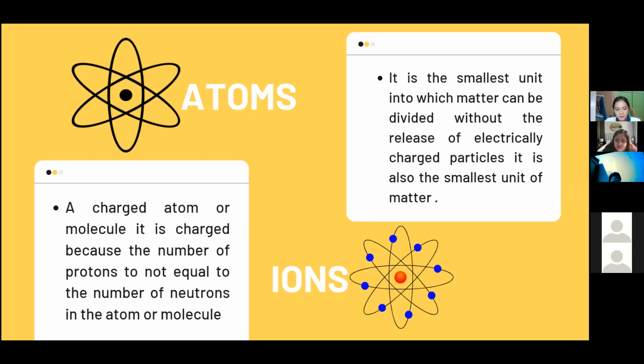Next is ions. We all know an ion is a charged atom or molecule. Why does it become a charged atom? It becomes a charged atom or molecule because the number of protons is not equal to the number of neutrons in the atom or molecule. For example, its protons are 11, and its neutrons are only 8. That means it is a charged atom or molecule. That is what we call ions.